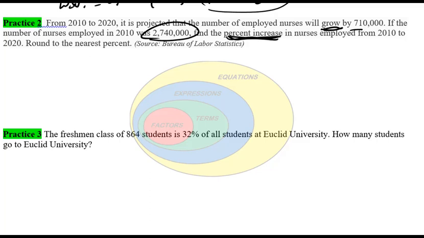So the percent increase is going to be a ratio. Here I want the percent increase, and that's going to be the actual increase compared to the starting amount, or the original amount. So the actual increase divided by the original amount.